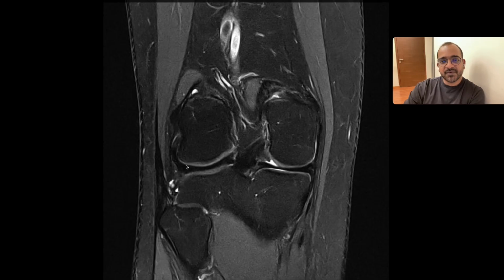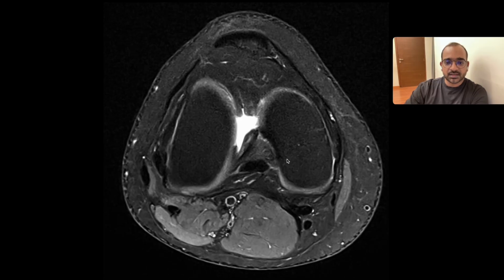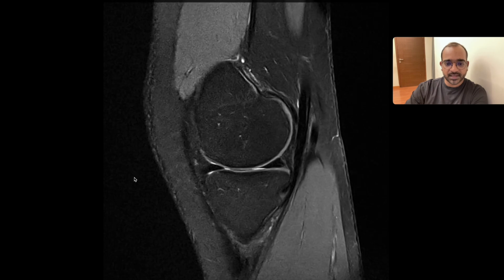Now coming to the advanced anatomy of the knee joint, axial image at this section. We see something joining the anterior horn of the lateral meniscus with the anterior horn of the medial meniscus. What is this ligament called? It is the intermeniscal ligament or transverse ligament.